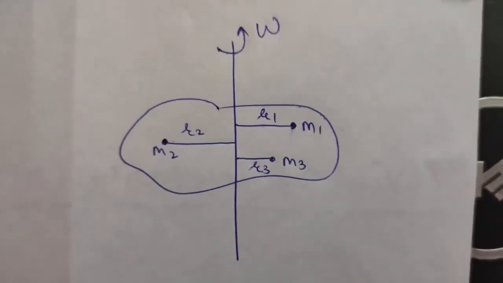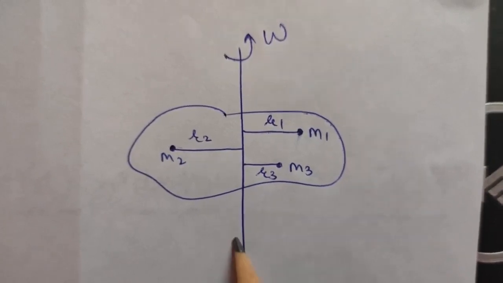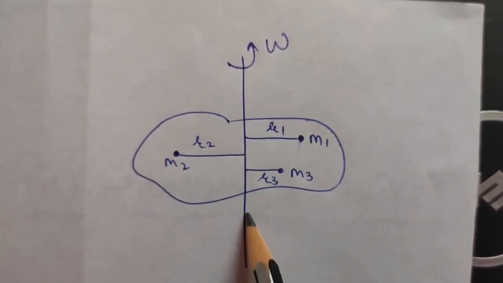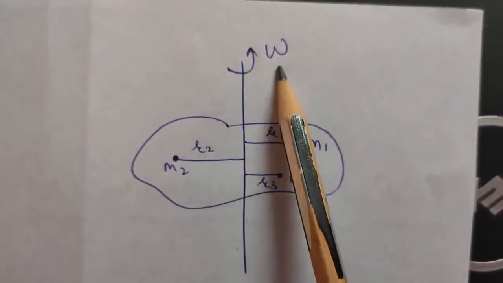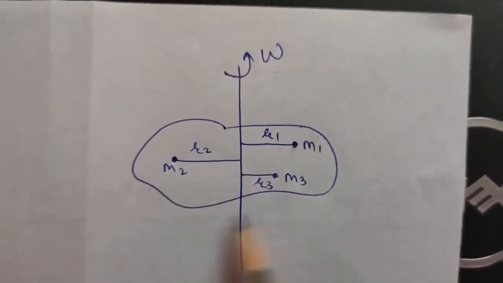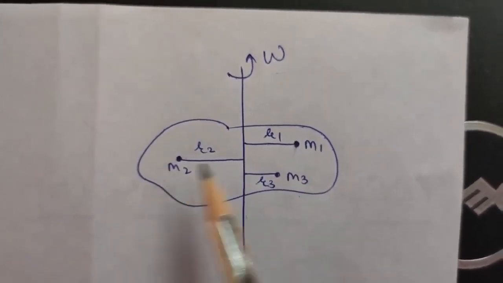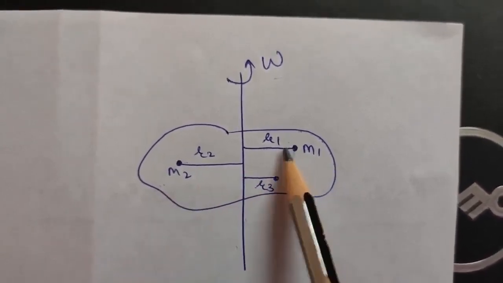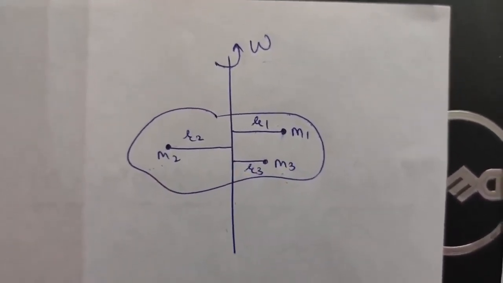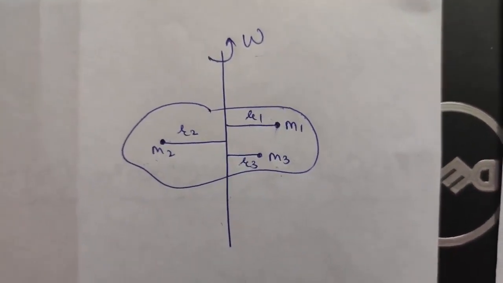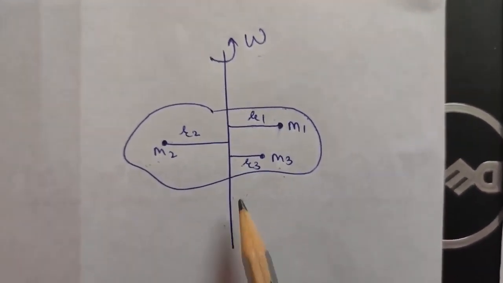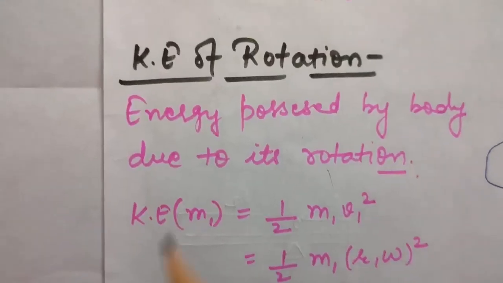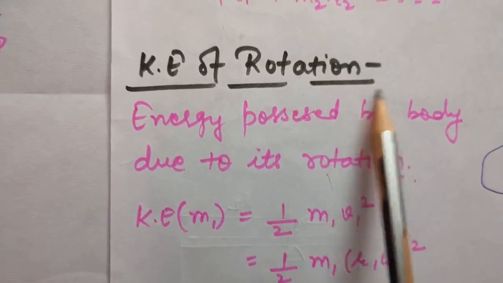To calculate kinetic energy of rotation, we will be using this diagram, that is a body which is rotating about an axis perpendicular to its plane with the angular velocity of omega. And there are many particles. I have just shown 3 particles of masses m1, m2 and m3, and their perpendicular distance from the axis of rotation is r1, r2 and r3. So now we will be doing 3-4 derivations, and for all the derivations this diagram will be used. Now the first derivation is kinetic energy of rotation.